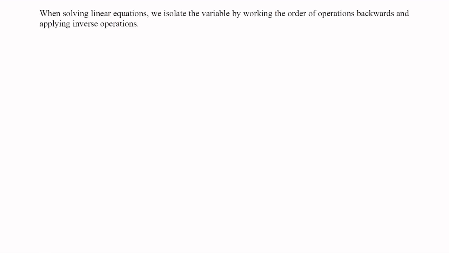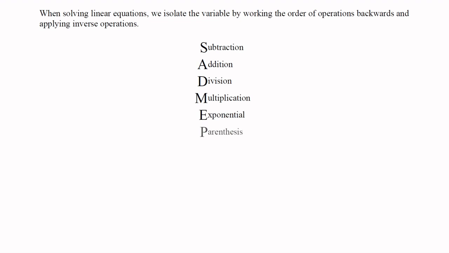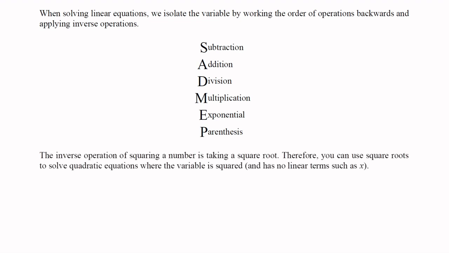When solving linear equations, we isolate the variable by working the order of operations backwards and applying inverse operations. So we start with subtraction and addition, then we go to division and multiplication, followed by the exponential, and then anything that's in parentheses. You notice that this is just our order of operations backwards, PEMDAS backwards, which I like to refer to as SADMEP. The inverse operation of squaring a number is taking the square root. This is how we're going to deal with our exponentials.